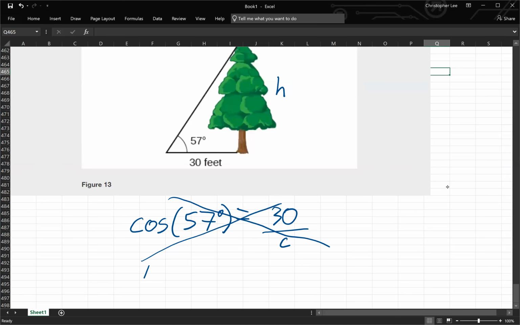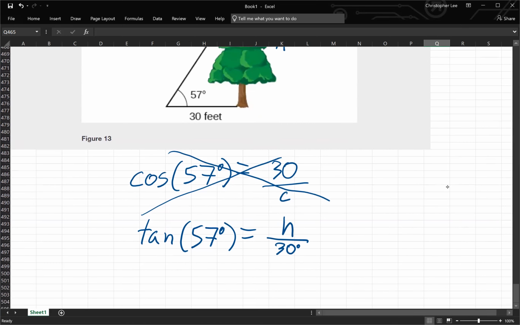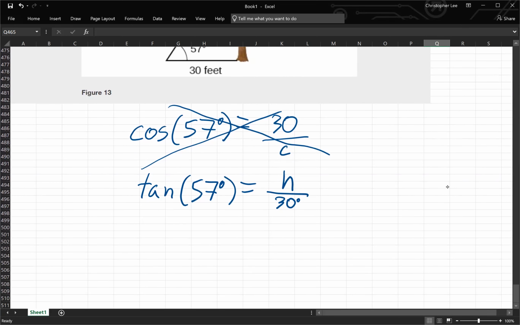Tan, I like that. So let's see, tan of 57 degrees is equal to what? Opposite, which is height. Okay, so H over 30, exactly. Now we're talking, right? So 30 over C would be... No, it wouldn't, because remember, all I want is H. I don't care what C is. So to get the H, multiply by 30 over here. What you do to one side, you do to the other.